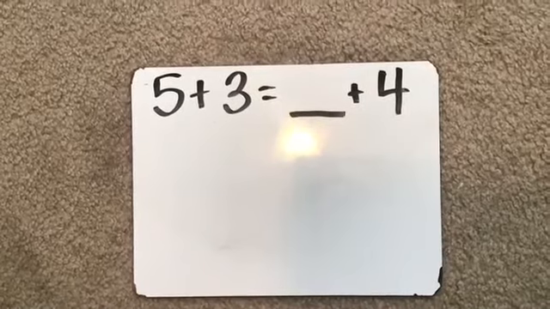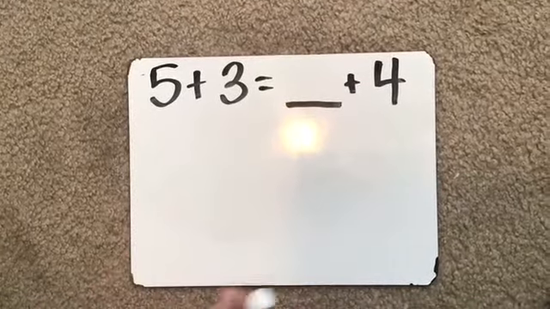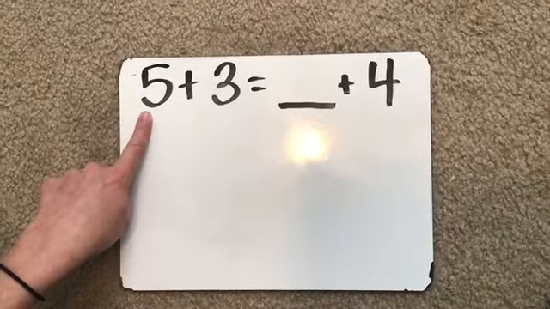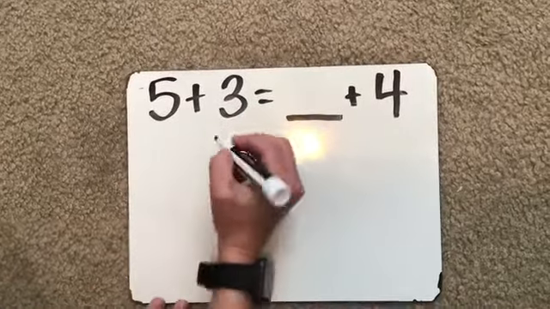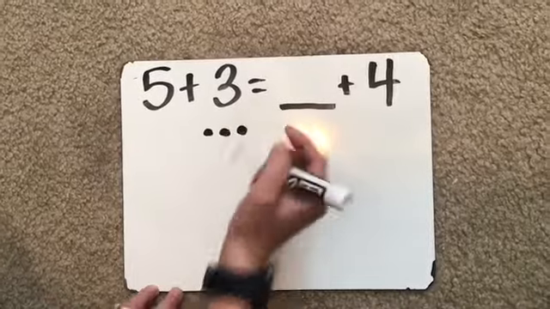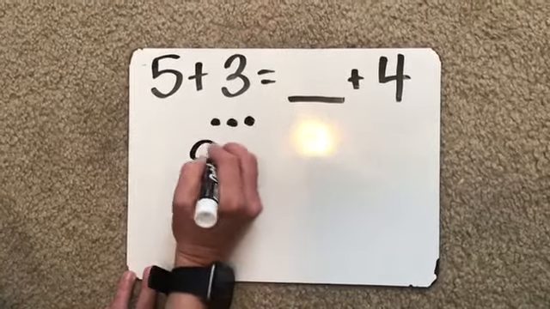Now I have 5 plus 3 equals blank plus 4. If I add on, I'm going to keep 5 in my head and count on 3 more. So 5, after 5 comes 6, 7, 8. When I add 3 more to 5, I get 8.